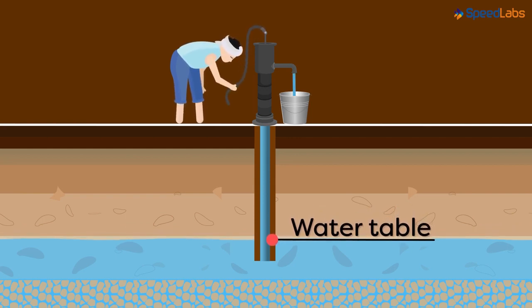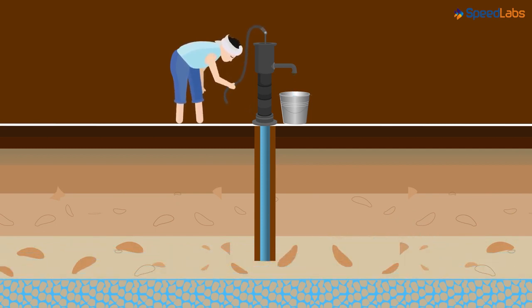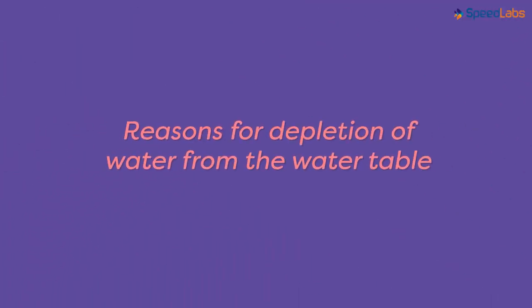But overuse of the water from this region can also give rise to depletion of the water table. There are many reasons due to which water from the water table or the complete aquifer is seen reducing. Next, let's look at a few of these reasons for depletion of water from the water table.